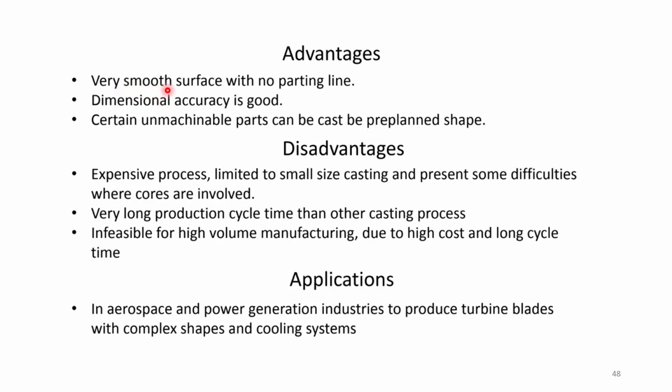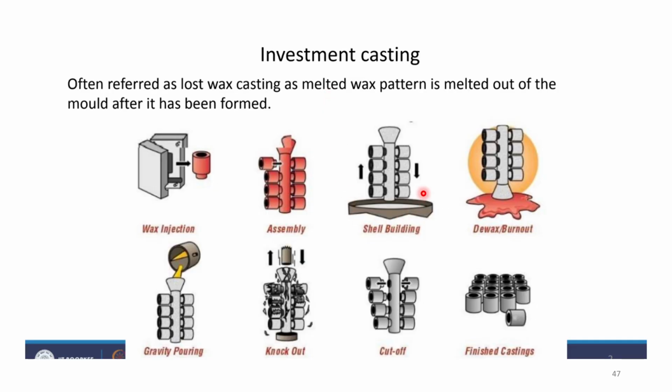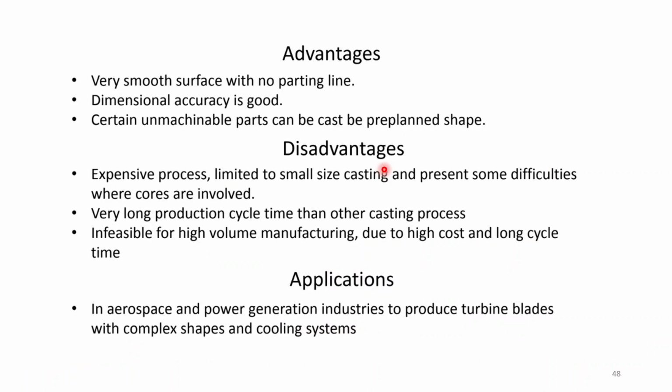So compared to sand mold casting, it provides better surface finish. There is also no parting line, so this entire thing is made in one part. The dimensional accuracy is also good, and there are certain unmachinable parts which can be cast into pre-planned shapes.